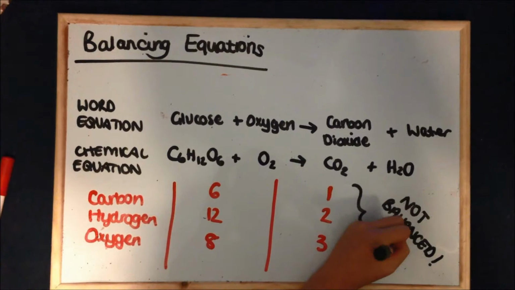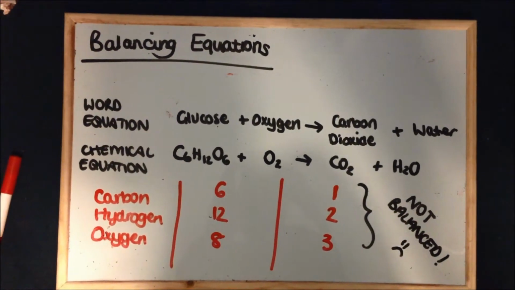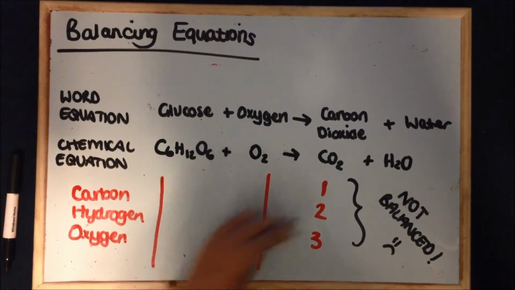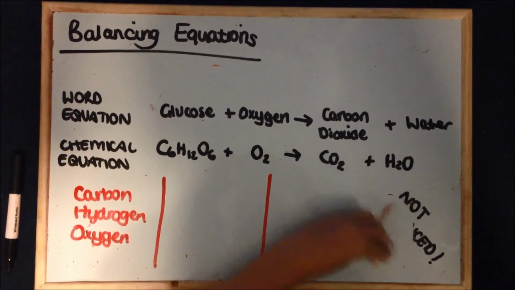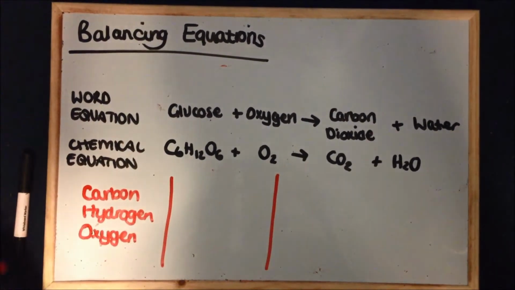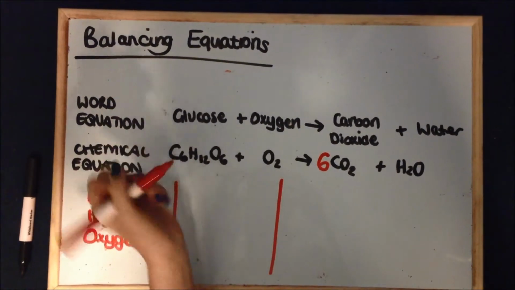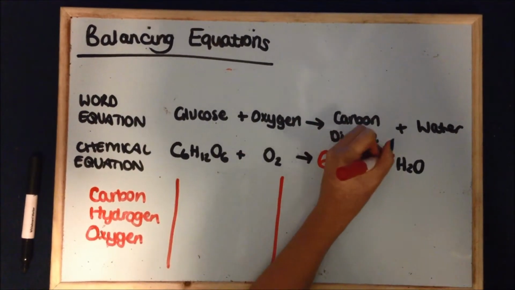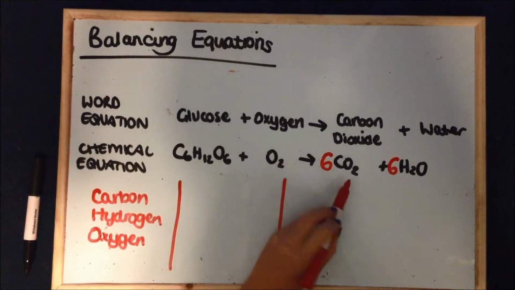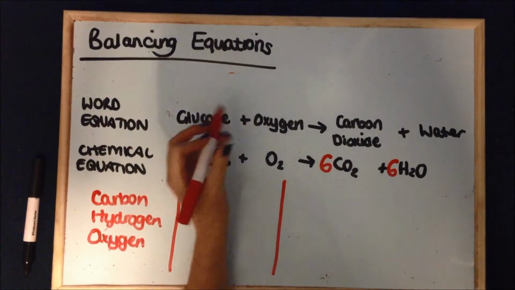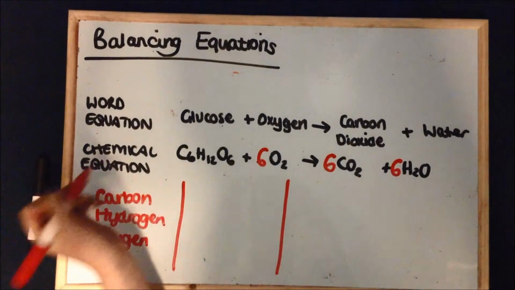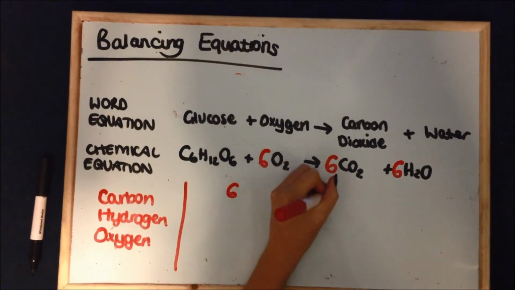The simplest way to tackle this is to firstly balance the carbon atoms and then the hydrogen and then the oxygen. On the reactant side we have 6 carbon, and to balance this we just pop a 6 in front of the carbon dioxide on the other side. Here we have 12 hydrogen atoms and 2 on the other side, so to make 12 in the products just add a 6 in front of the H2O. Now both carbon and hydrogen are balanced.